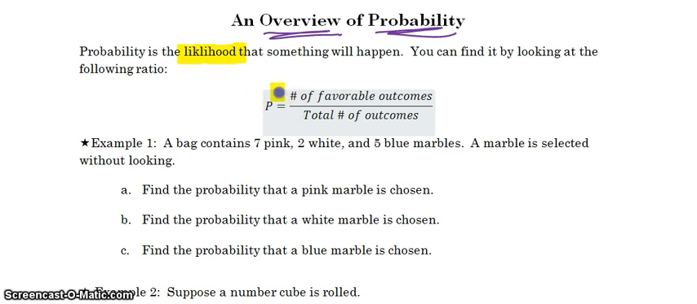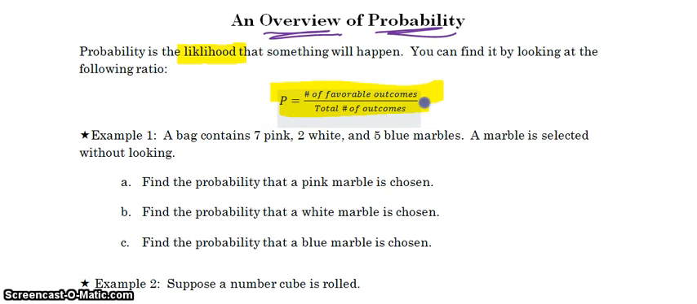Here is how you can find probability. This is the formula for probability. It is the ratio between the number of favorable outcomes, the number of favorable outcomes, I like to call those the winners, the ones that I am looking for, divided by the total. Okay, remember it's winners over total. We're looking for the probability.